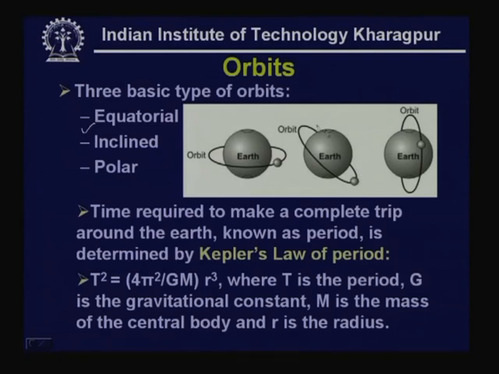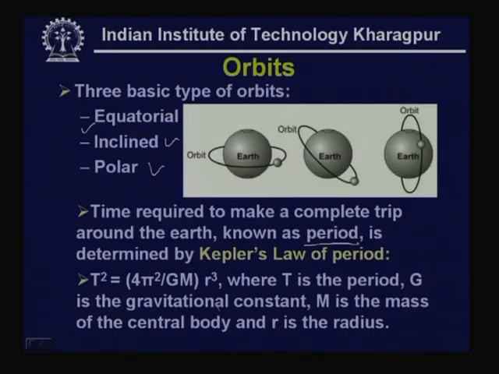Then it can be inclined with respect to the Earth polar line, the vertical axis, or it can be polar. So, the orbit can be more vertical in this direction, that means polar orbits. So, you can have three different types of orbits, and as you know, the time required to make a complete trip around the Earth is known as the period.